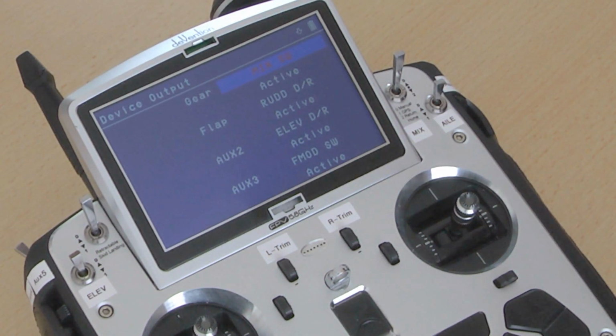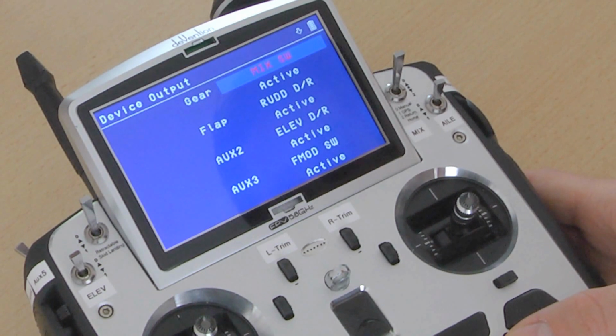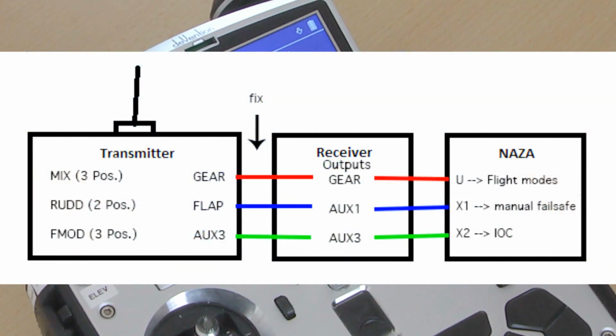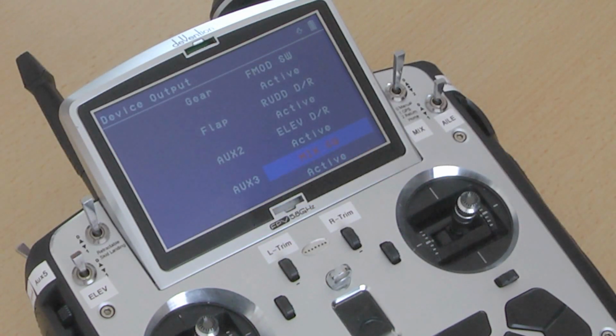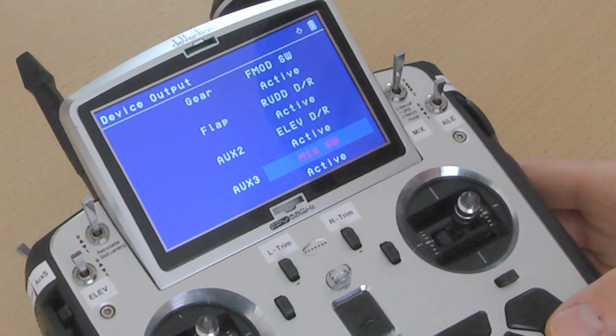For example, if you want to use the F-mode switch for changing the flight modes, simply set the switch behind the channel gear to F-mode. You can use any other switch for the flight modes too, but if you want to use the full functionality, it is recommended that you use a 3-position switch for the flight modes and a 3-position switch for the IOC as well. Otherwise, you will only be able to switch between 2 settings instead of 3. So I will use the mix switch for the flight modes and the F-mode switch for the IOC.